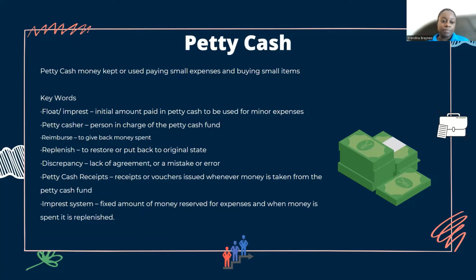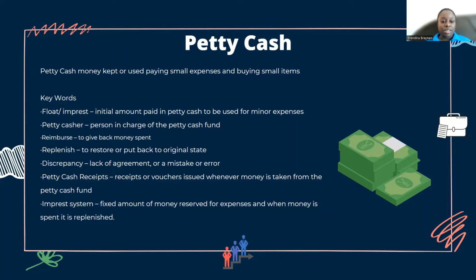they used the funds for a legitimate reason. And so keywords to remember for petty cash are going to be things like float and imprest. That's the initial amount paid in petty cash used for minor expenses. So we normally start off, let's say the company agrees, okay, you can have $350 on hand for petty cash. That's considered to be your float. That's the amount of petty cash that you should have at all times after you go back and replenish it or put money back into it.